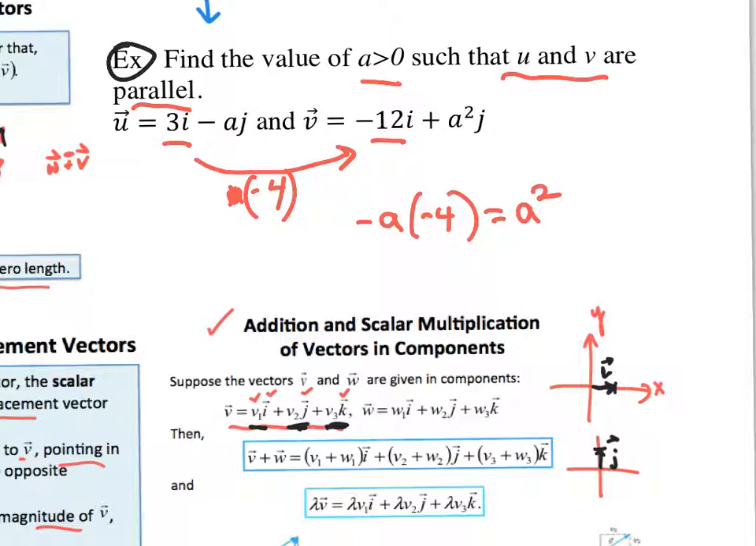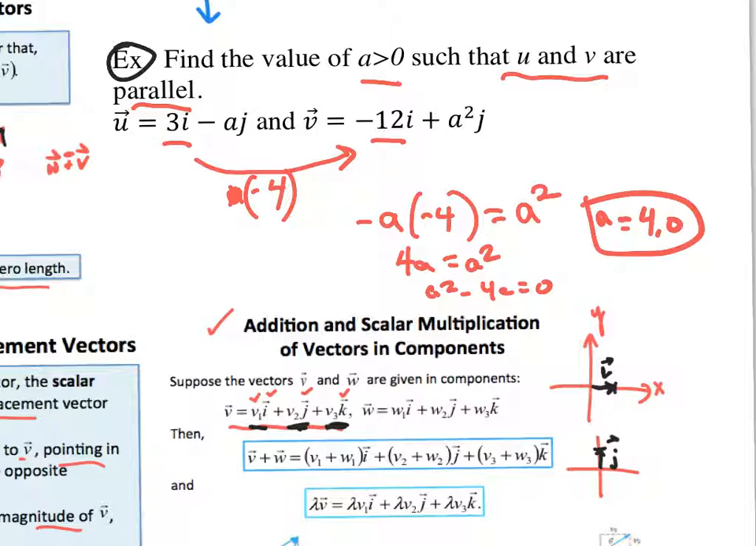So now what I can do is solve for this. This is going to be 4a is equal to a squared. A squared minus 4a is equal to 0. So I get a is equal to 4, 0. Now, which value of a do I want? Well, 0 is extraneous because a is greater than 0. So a needs to be 4.